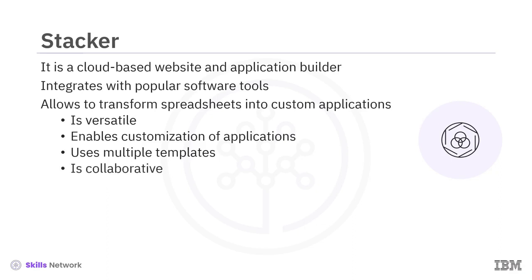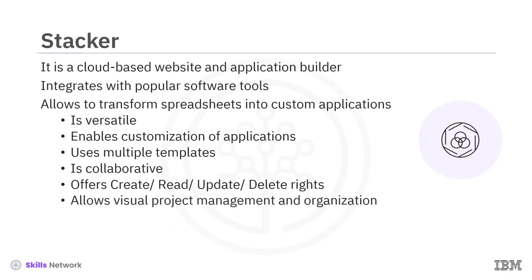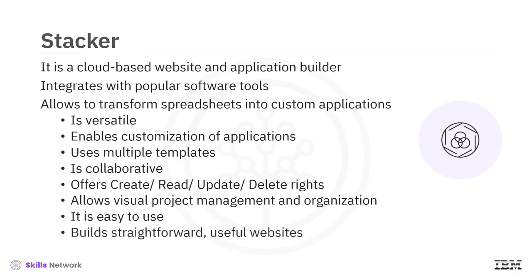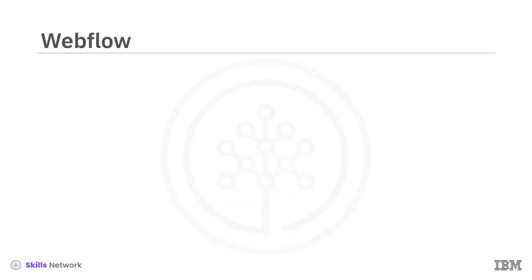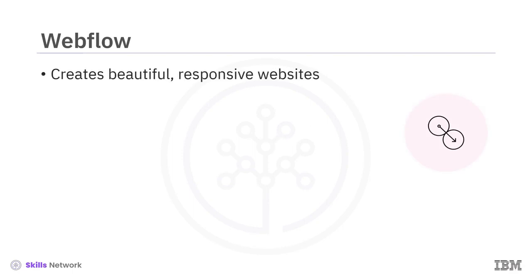Another critical feature is collaboration. The platform offers field and record-level create, read, update, and delete rights. Additionally, the Kanban building piece of Stacker allows visual project management and organization. Also, Stacker is relatively easy to use. Anybody can build an internally accessible website with only a few clicks. It's essential to remember that Stacker lacks many customization and SEO tools, so it might not be as effective at creating content marketing websites.